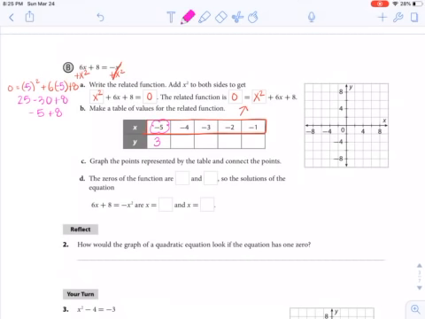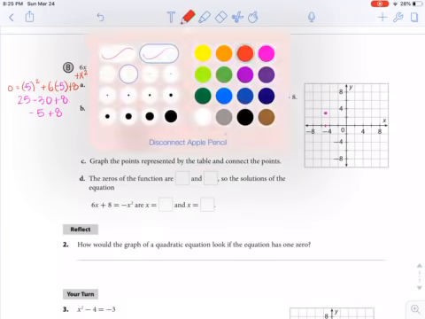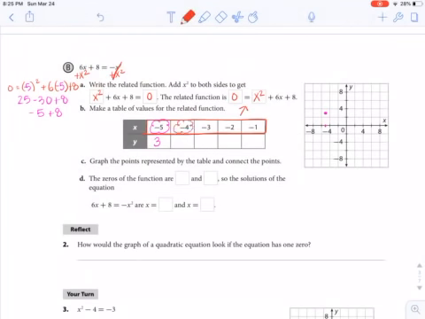And so I'm going to go ahead and graph that. So I have a negative 5 about here, and I'm going to go up to 3, which is about here. So I'm going to go ahead and plug my next point in, which is negative 4.